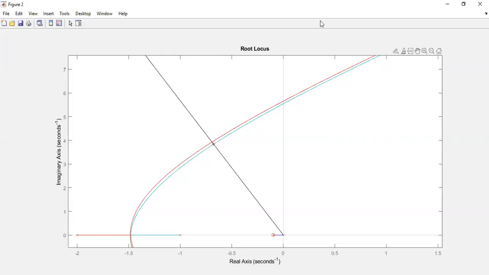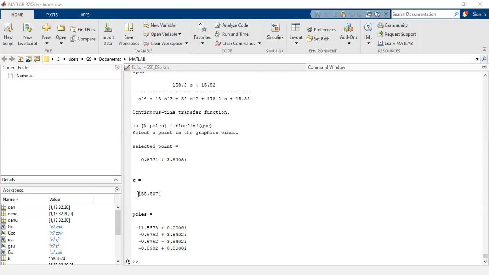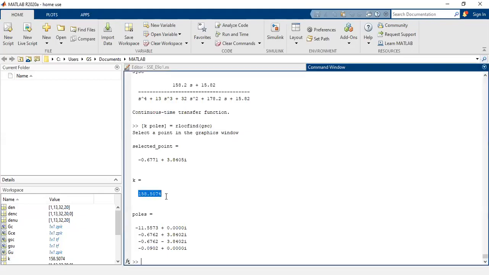After selecting the location, in the command prompt you are going to see the value of your gain K and the corresponding poles of this closed loop point. So let us look at the MATLAB command prompt to see what the value is. As you can see, I already said the value is approximately 158.2. So this has been verified, as well as the pole locations.